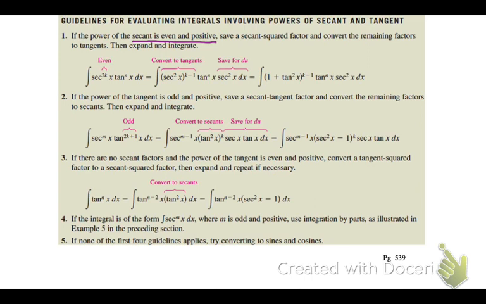If the tangent is odd positive, save a secant tangent factor and convert the remaining factors into secants. And the reason for that is when you do your u's, secant squared is the derivative of tangent, correct? And secant tangent is the derivative of secant.